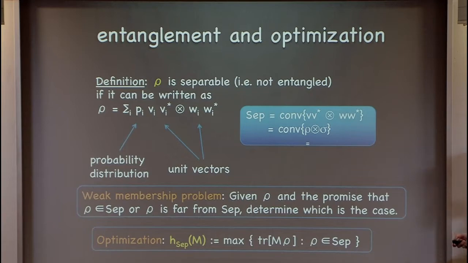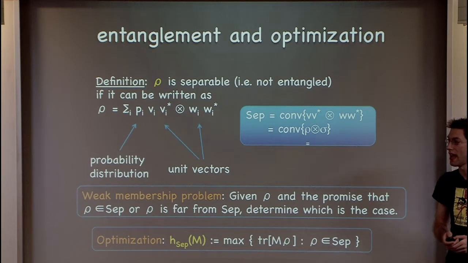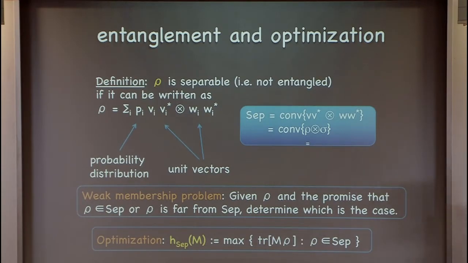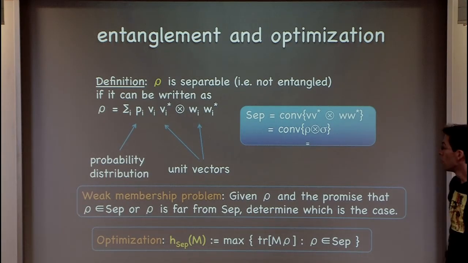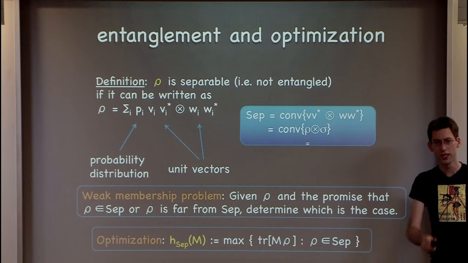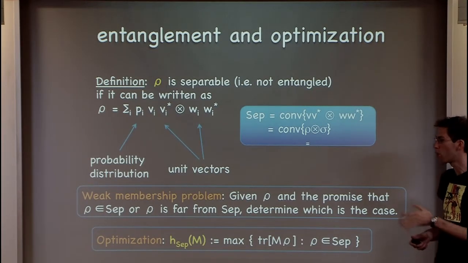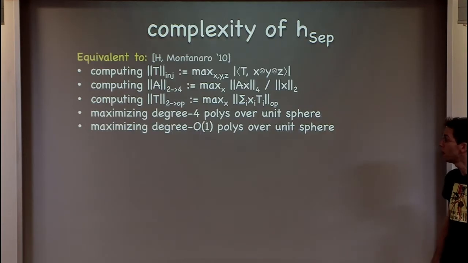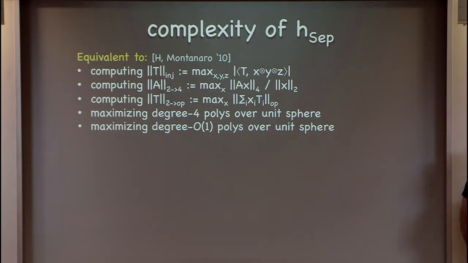And this function is called h sep of M, meaning h is like for the support function of the set S. Okay, so this is a basic computational problem. What can we say about its complexity? Is it some obscure thing only interesting in some quantum experiments, or does it connect to other problems? In fact, it turns out to connect to an enormous number of other problems.